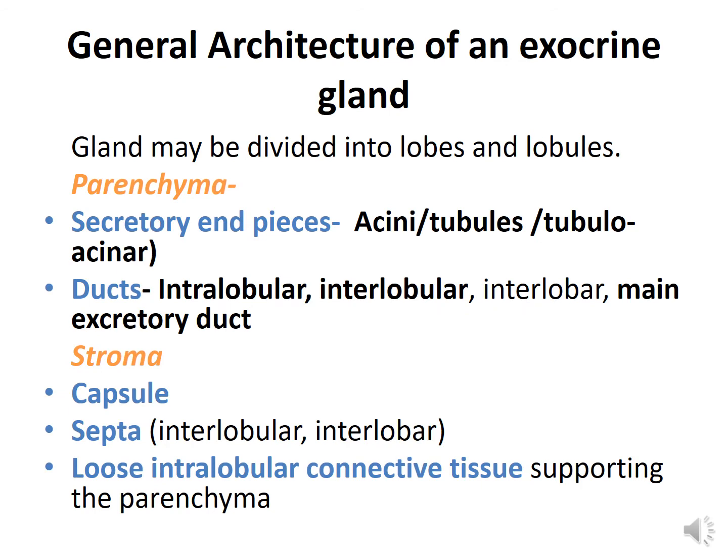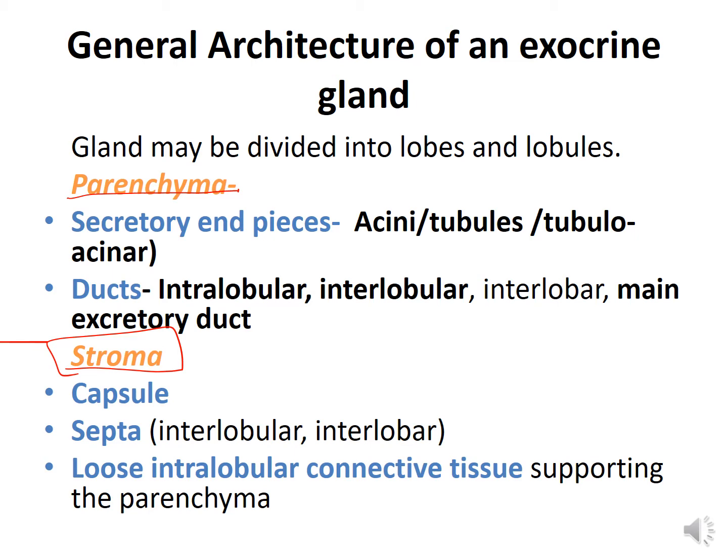So what is the general architecture of salivary gland? So salivary gland is an exocrine gland, as I have told you, that they pour their secretions through the ducts into the oral cavity. So they are exocrine glands. So what is the general architecture of the exocrine gland? The gland is divided into two portions: parenchyma, the secretory part, and stroma, the connective tissue portion.